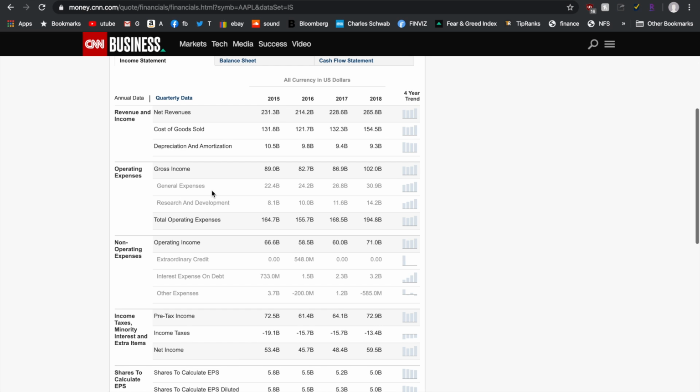And then here, the revenue is considered the top line number. If you move a little bit further down, after you subtract the cost of goods sold and then the depreciation and amortization, you'll get to the gross income number. So this basically takes the revenues and subtracts these two numbers, and then you get this number. So there's 102 billion for 2018. That's the gross income. And then you have other expenses, research and development expenses.